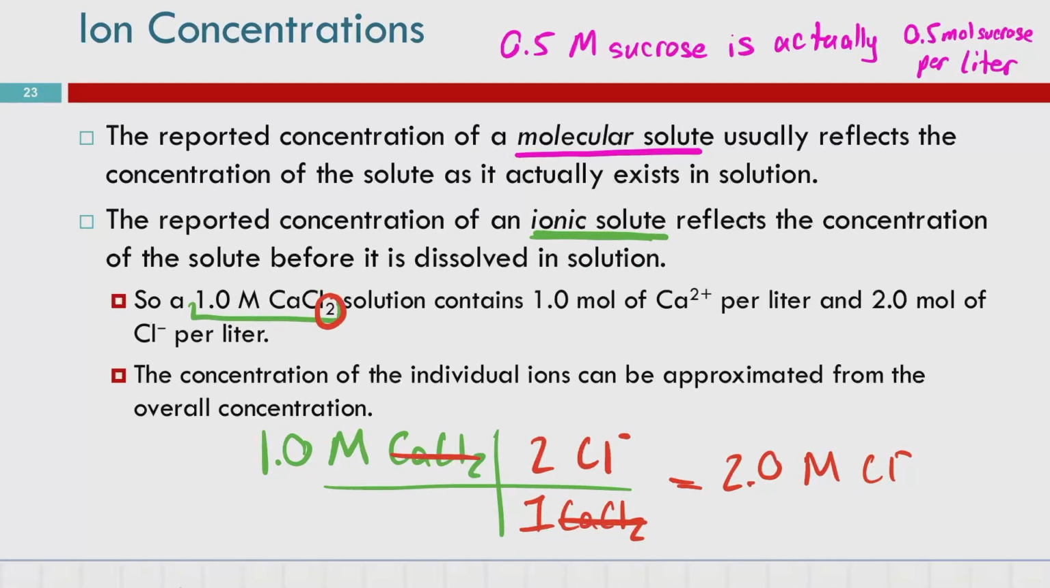Yes? Could you re-explain that part? So the reason that it's a 2 molar concentration of chloride is because each calcium chloride, when it dissolves into solution, is going to break into 1 calcium and 2 chlorides. Since there's 2 chlorides for every calcium chloride, we have to double the concentration to account for 2 chlorides being there.